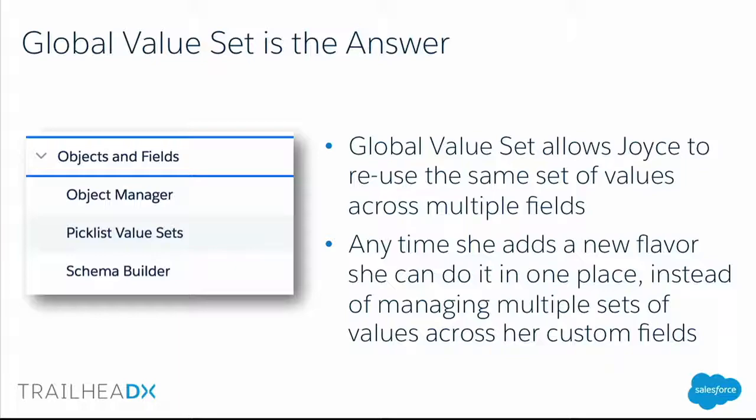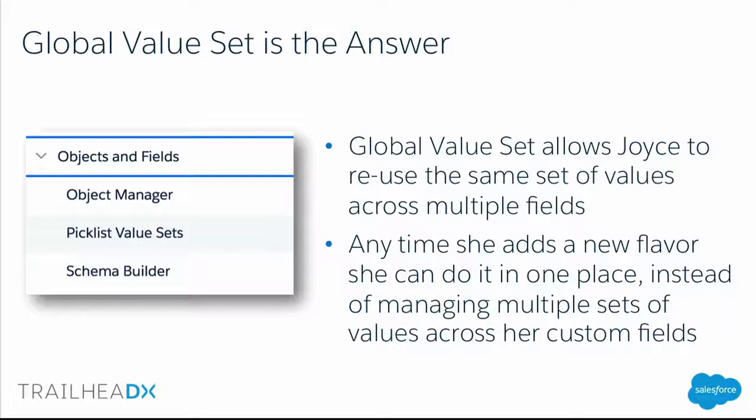So no longer do you have to deal with two sets of exactly the same values, keep them in sync, and make sure that they still match. You specify your values once through a global value set, and when you create a new pick list or multi-select pick list, you just reference that field to a particular global value set.